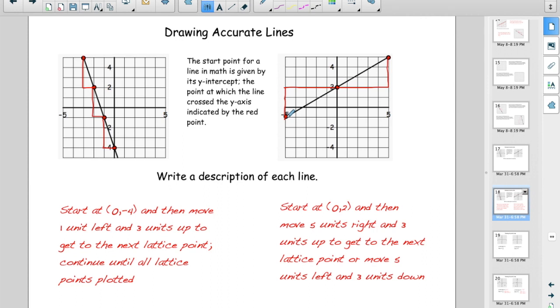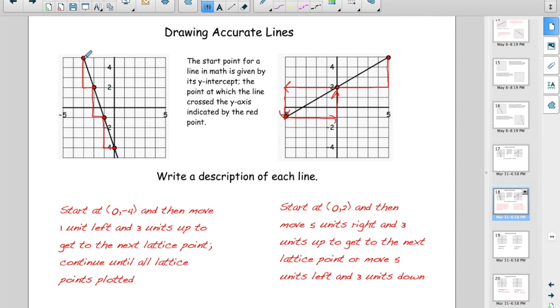I would still have the same descriptor, though. If I started here and I wanted to go to there, I would use the same descriptor as from here to there. That could be also viewed as heading in this direction. That's 5 units to the right, 3 units up. Or we could view that as 5 units left and 3 units down. So there's 2 ways you could describe these slopes, depending upon whether you're heading in a left direction or heading in a right direction.